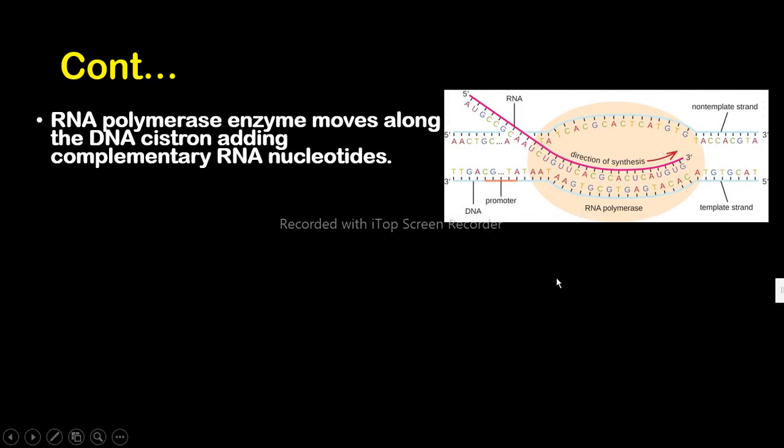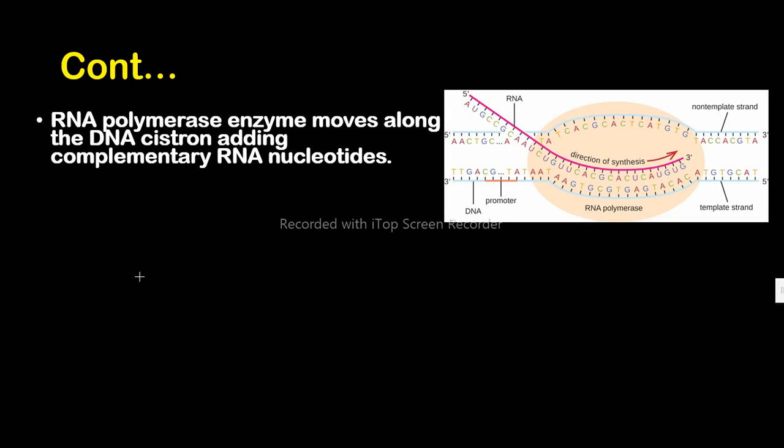So, we said after unwinding, you've opened that template strand, you've established where the gene begins from, then the RNA polymerase comes and binds and starts to add these nucleotides together. And the addition is complementary. Don't forget the complementary rule.